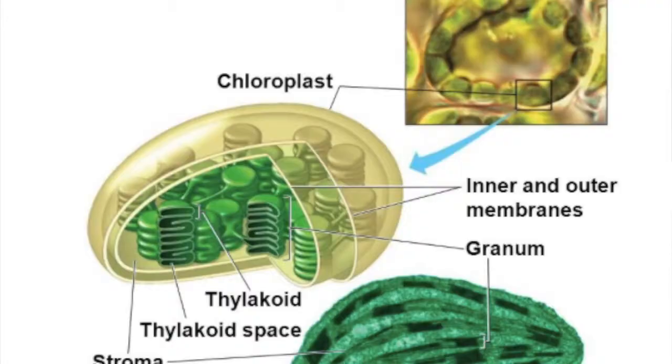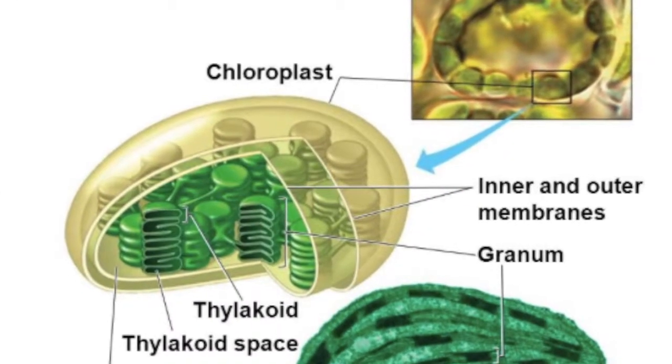The plant cell has organelles called chloroplasts, and these chloroplasts contain chlorophyll. Chlorophyll is a pigment which allows the plant to absorb light energy from the sun to make food for itself. Animals gain energy through metabolism, so they do not need chloroplasts.